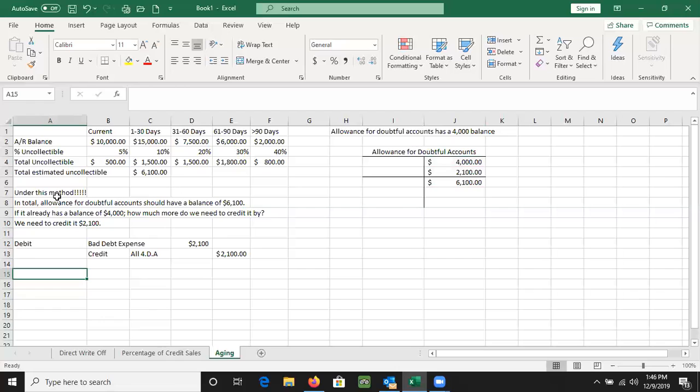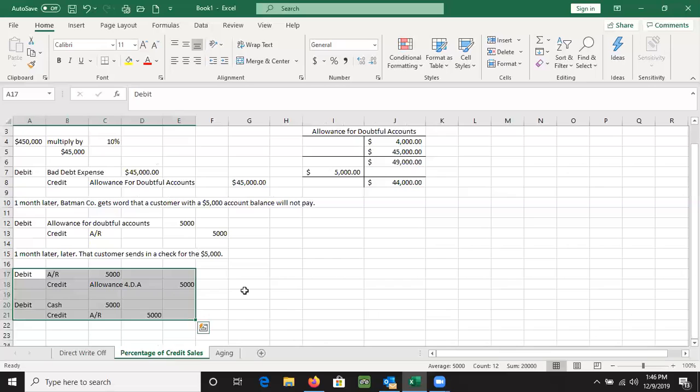The big difference is under this method, when you calculate total estimated uncollectible accounts, it's a running figure. It continuously updates, okay? So it says $6,100 is what we think we will not collect. We've already accounted for $4,000. So we only need to account for the difference. That's under the aging method.